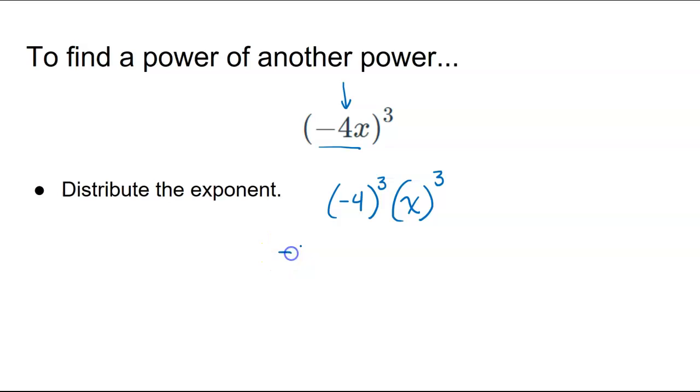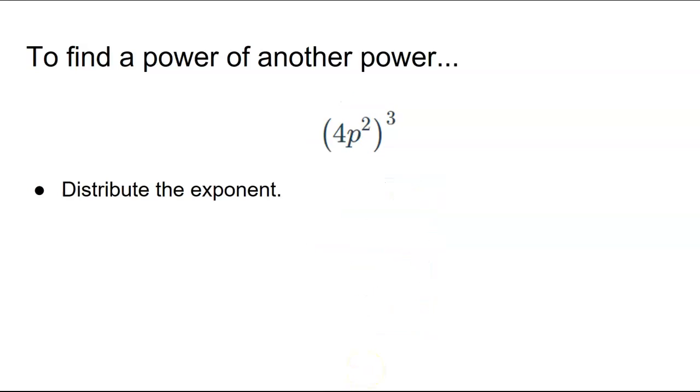Well, negative 4 to the third is negative 4 times negative 4 times negative 4. x to the third is just x to the third. Negative 4 times negative 4 is positive 16. 16 times negative 4 is negative 64. So this term becomes negative 64 x to the third. Negative 64 is our coefficient, and the x is raised to the power of 3. There's just one term there.